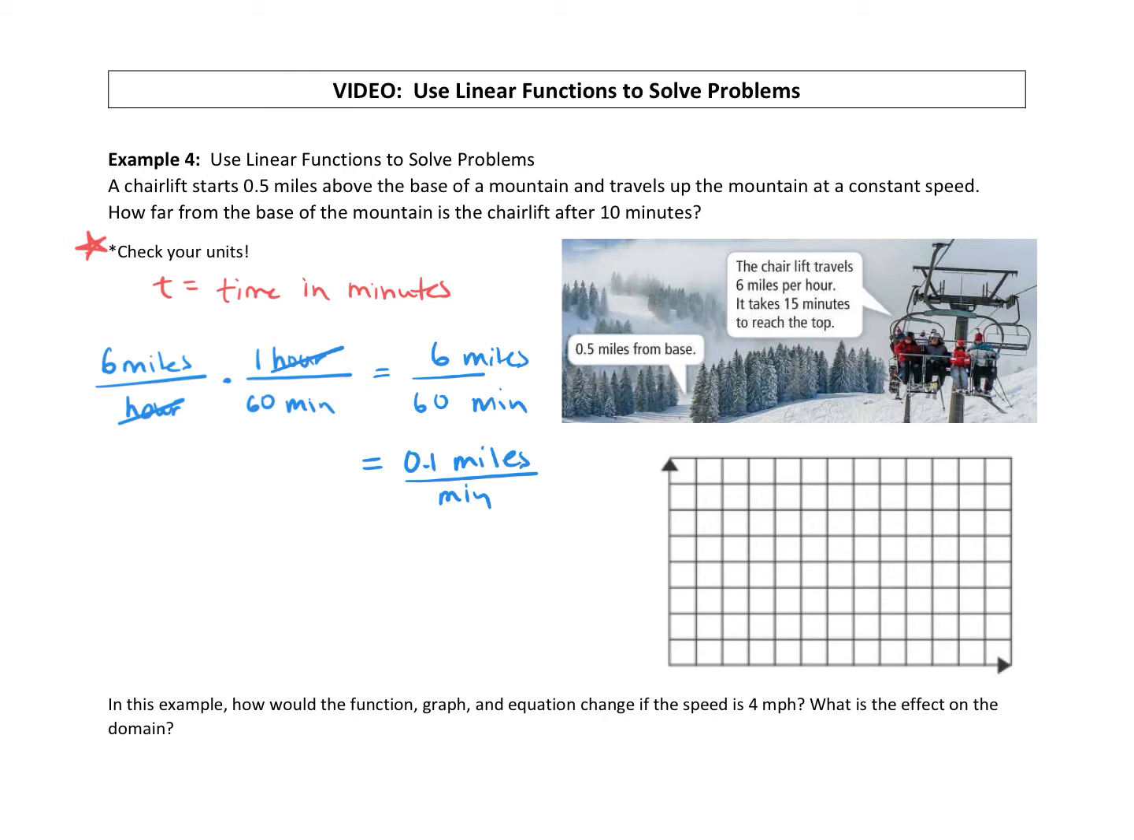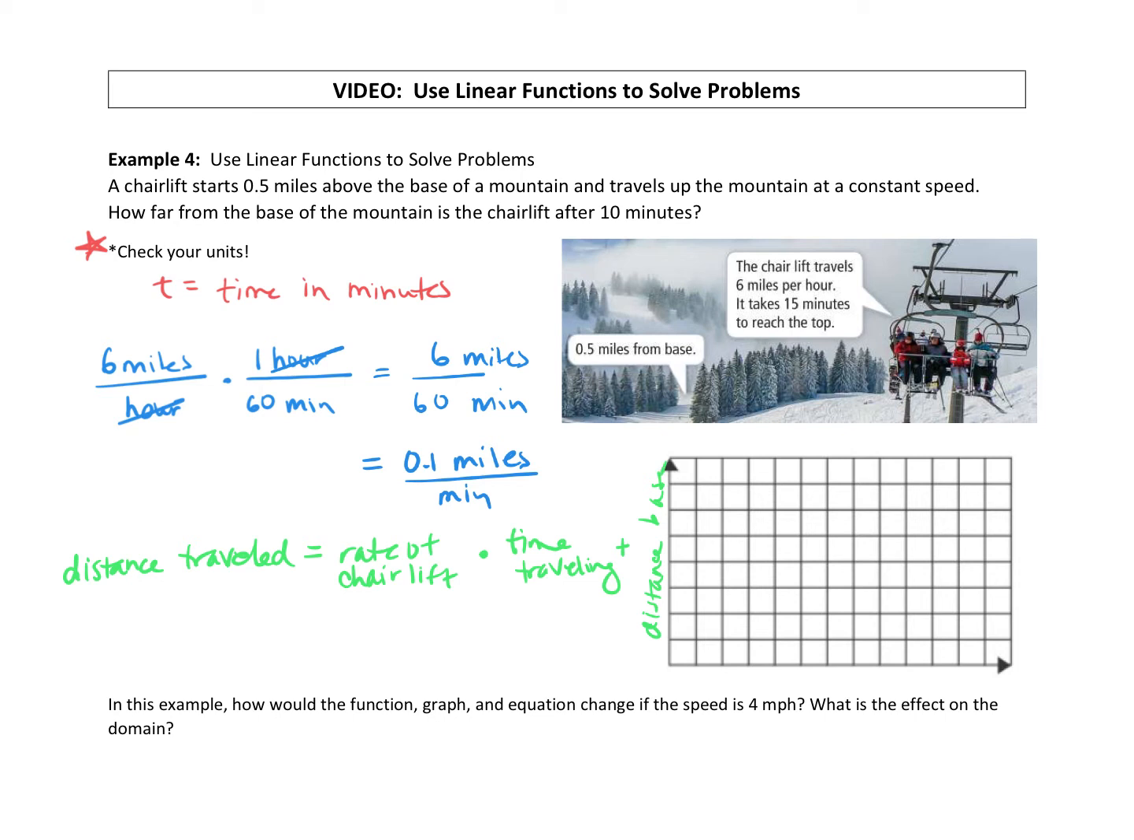Here's what our equation is going to look like in words. The distance traveled is equal to the rate of the chairlift times our time traveling. That's going to be our number of minutes. Oh, I am running out of time. Plus I'm running out of space. Plus the distance from the base.